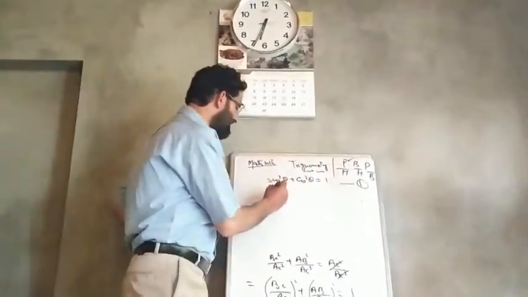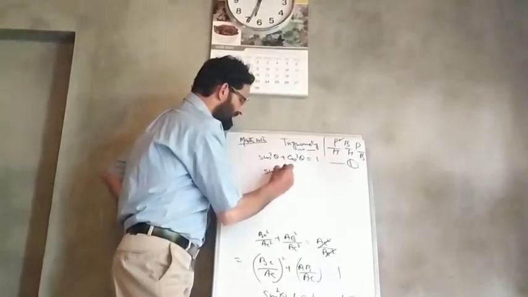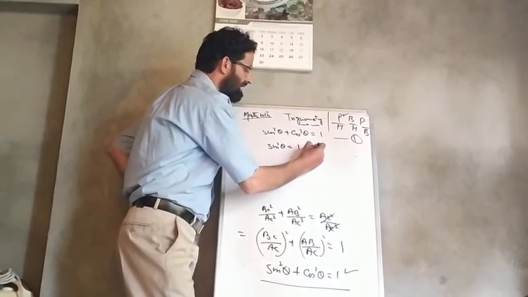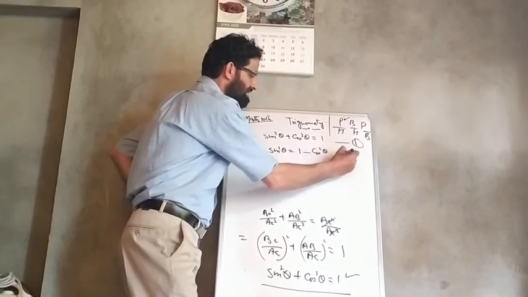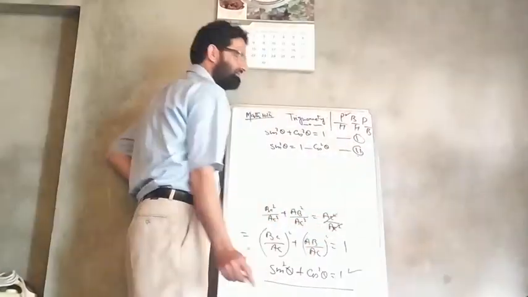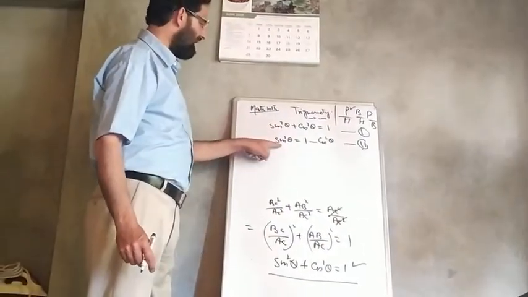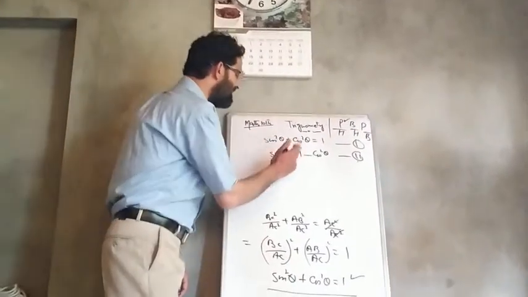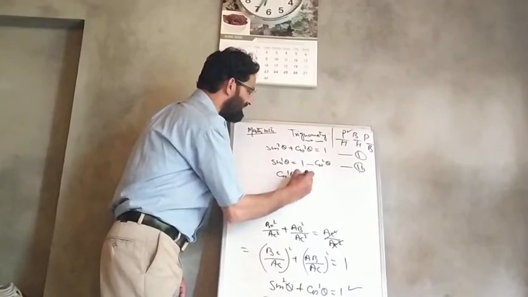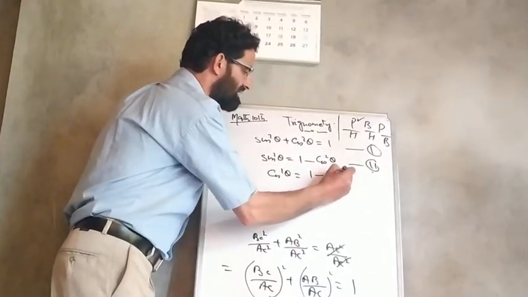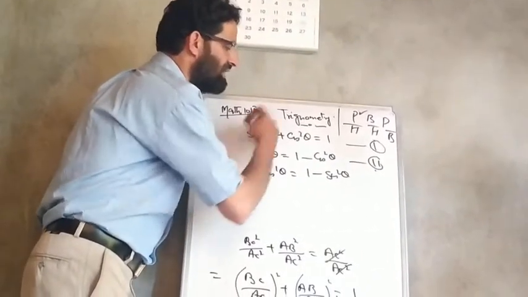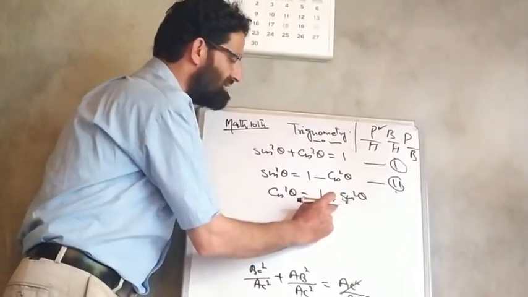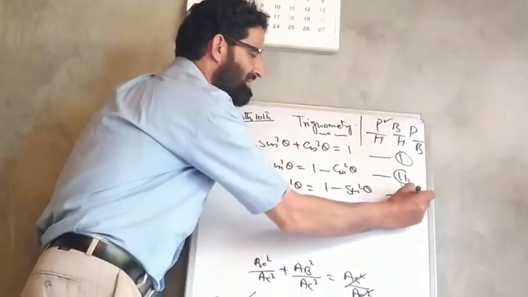So we can write sine square theta is equal to 1 minus cos square theta. Shift this cos square theta towards the right hand side, and it will become minus. This is identity number two. So this identity is again derived from the first identity. Similarly, we can write cos square theta is equal to 1 minus sine square theta. Transfer the sine square theta towards the right hand side, and the sign will change. This is identity number three.